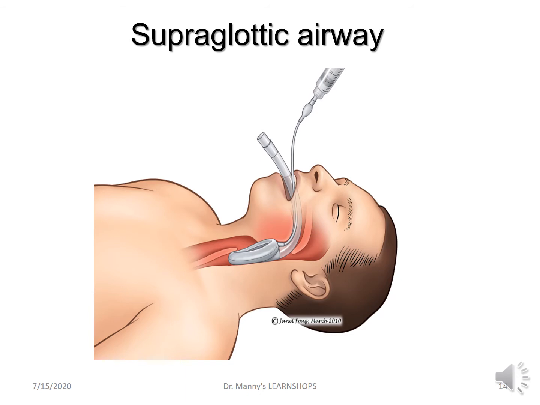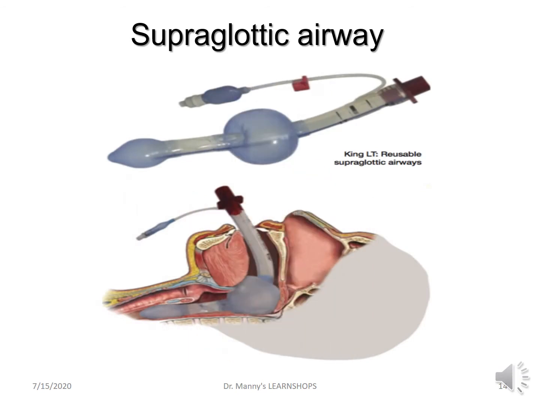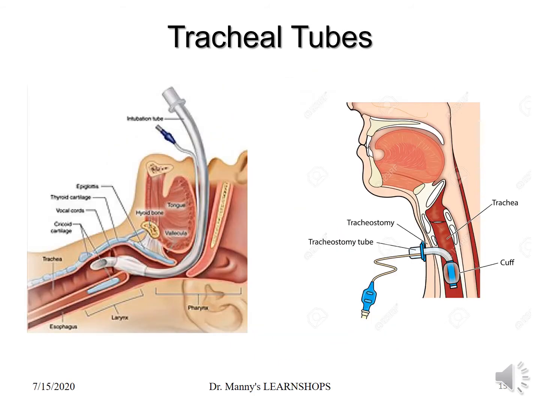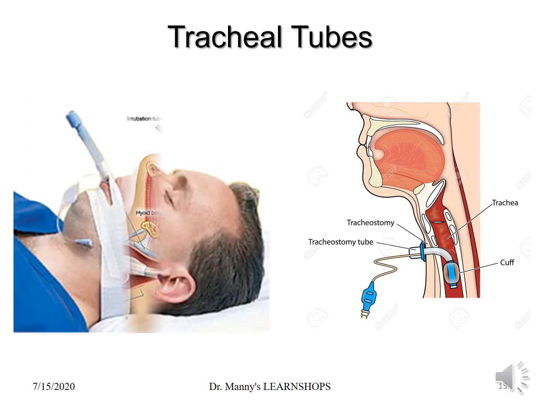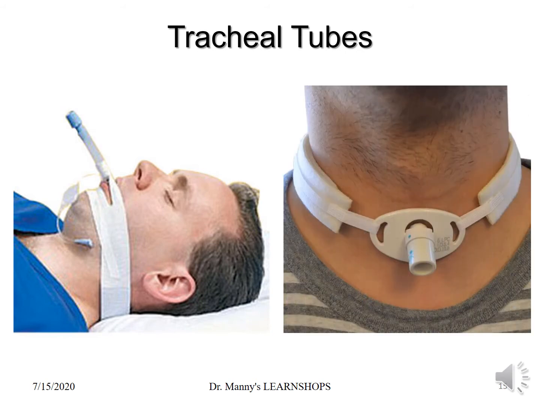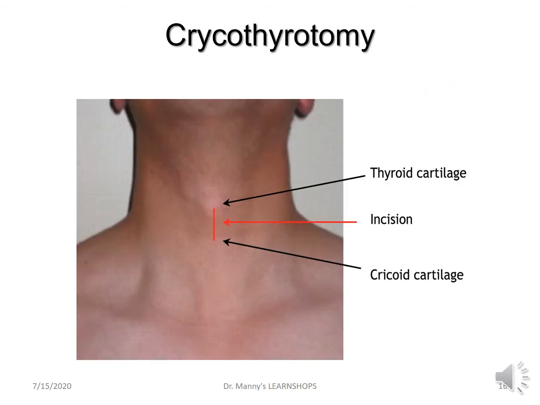Here's an example of a supraglottic airway, such as a laryngeal mask. Different variations. Your tracheal tubes, whether endotracheal or directly into the trachea. A cricothyrotomy, which would employ a tracheostomy tube as well.